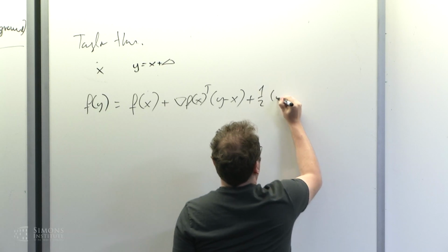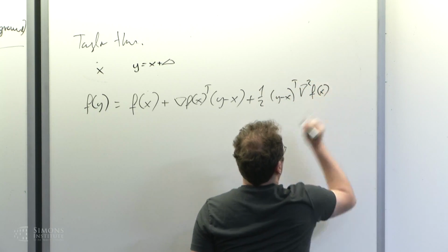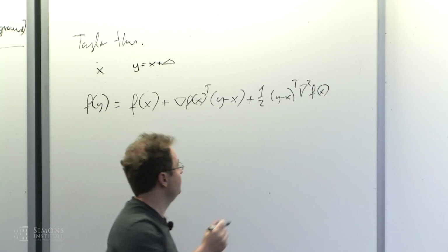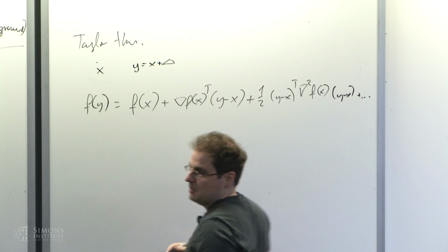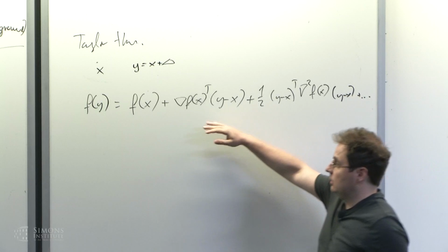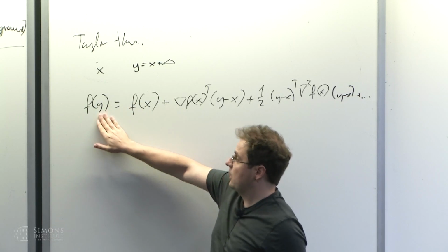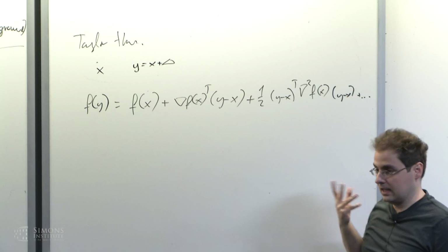where here we have the Hessian of the function. Okay, and then there are many other terms, and I can just write these terms for however long I want. They will depend on the higher orders of the function. Okay, so this is the Taylor expansion. It tells me that I can understand the value of the function everywhere by just looking at this expansion.